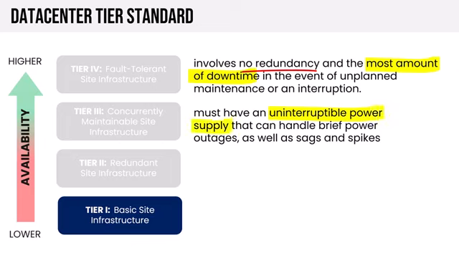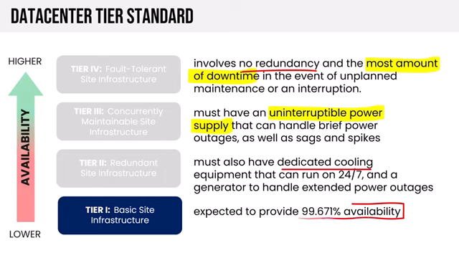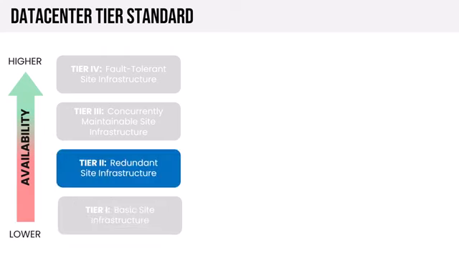It must have a UPS, an uninterruptible power supply that can handle brief power outages as well as sags and spikes in power. It must have dedicated cooling equipment that can run 24/7 and a generator to handle extended power outages. The expected availability of Tier 1 is 99.671%. Moving into Tier 2, we have redundant site infrastructure.